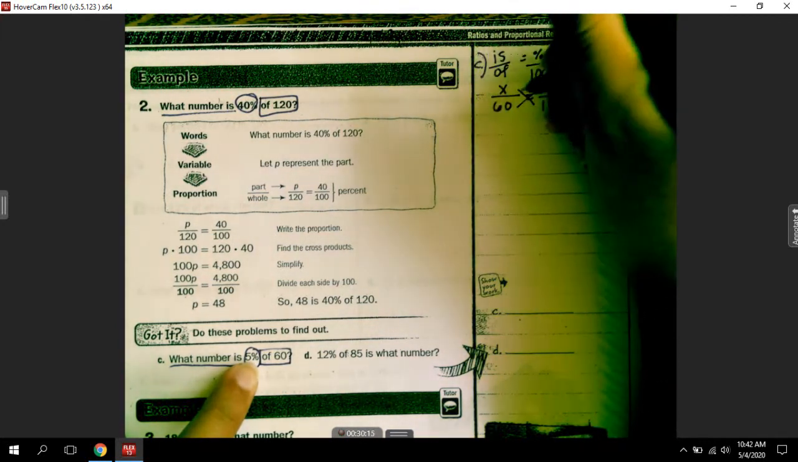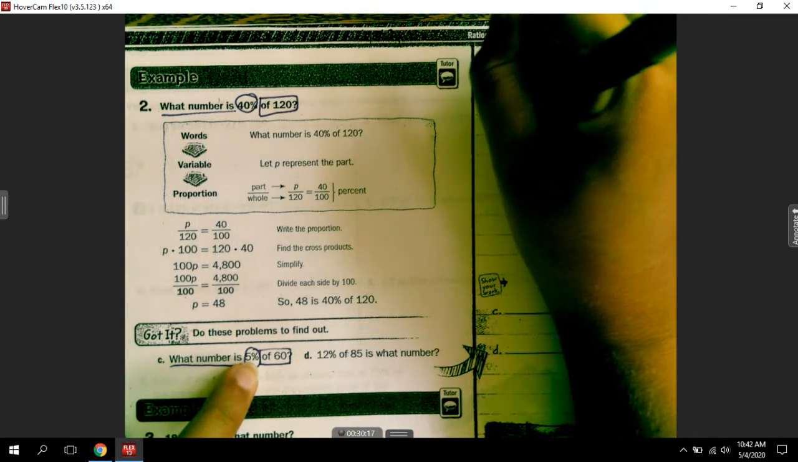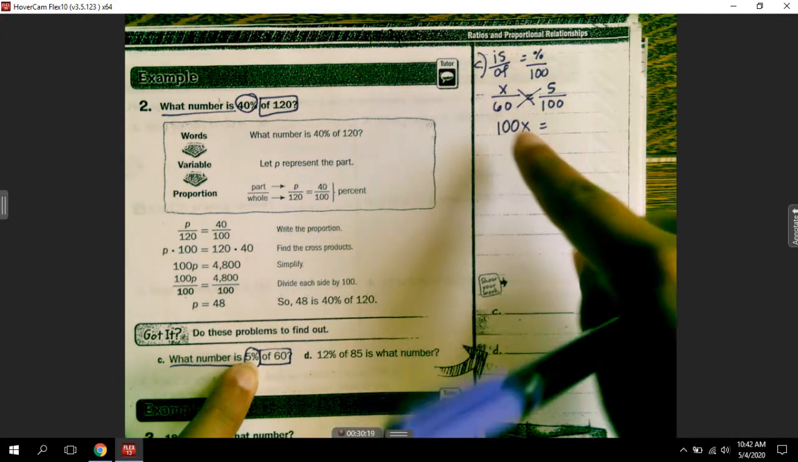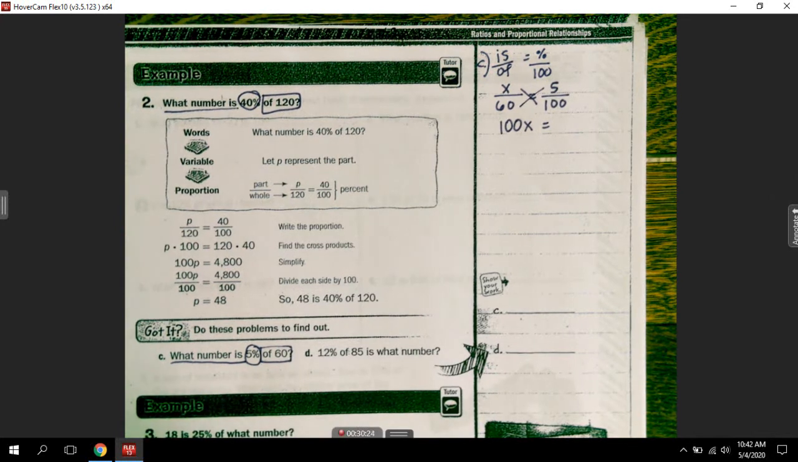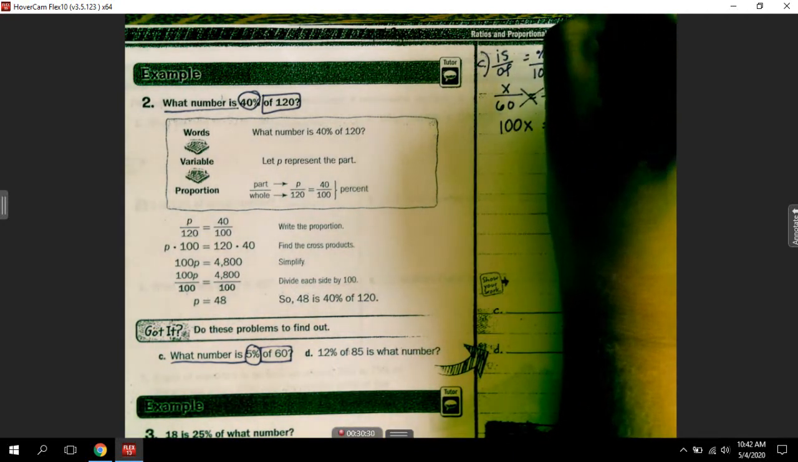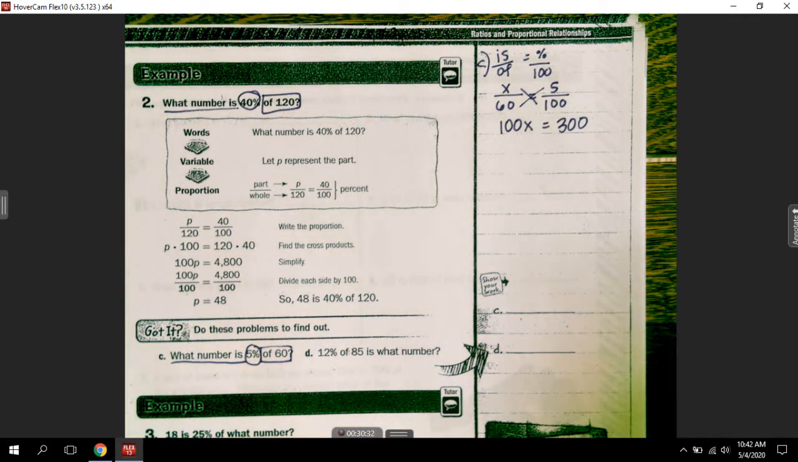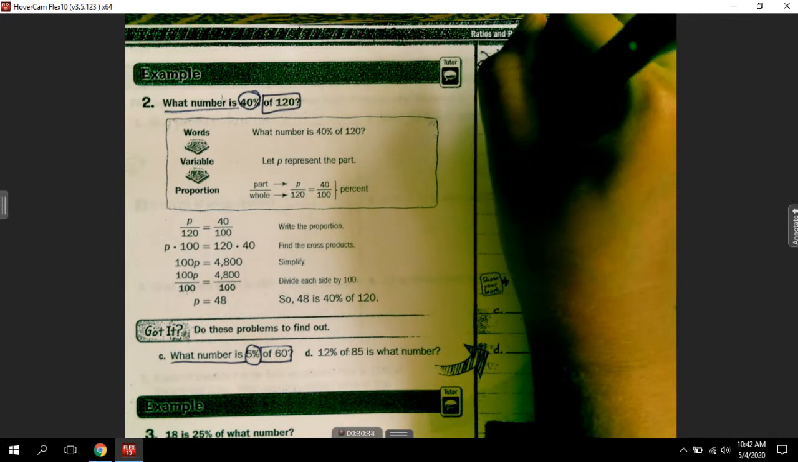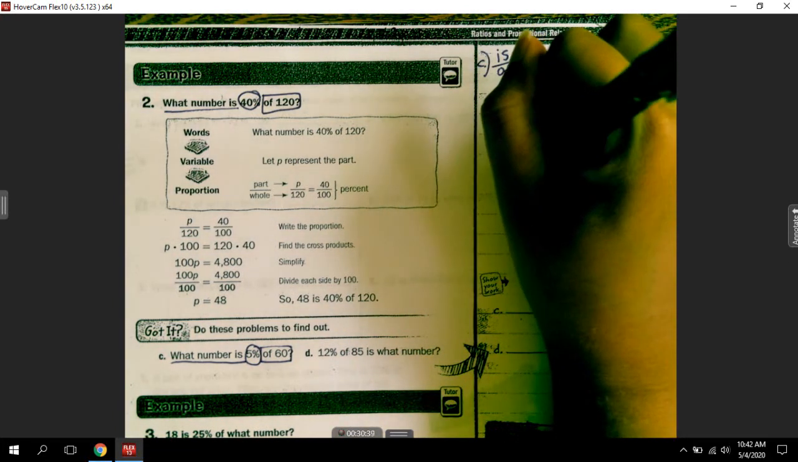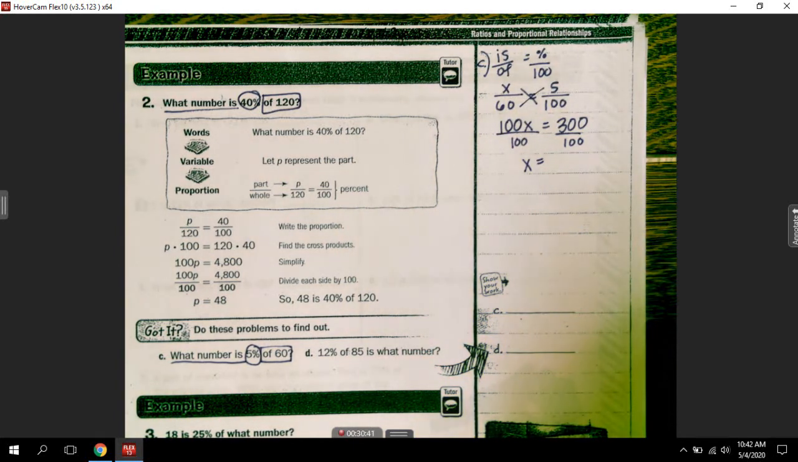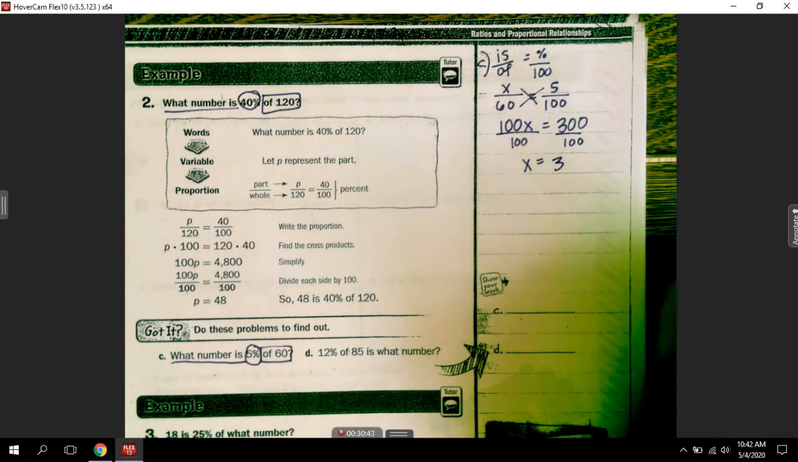Now to solve, again, you're cross multiplying. So x times 100, which is just 100x, equals 60 times 5. What is 60 times 5? Should be 300. So now you have a one-step equation. Divide both sides by the number with x, which is 100. So x equals 300 divided by 100, which is 3.